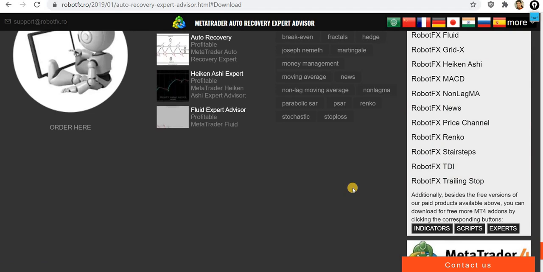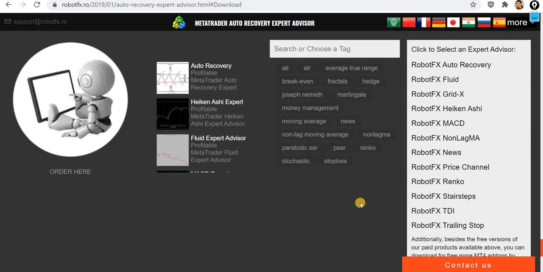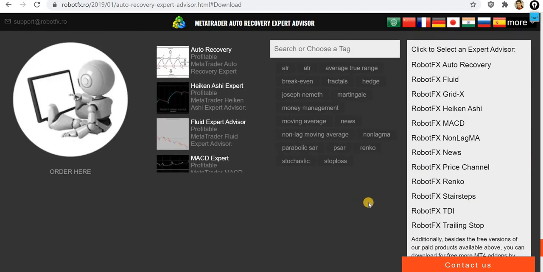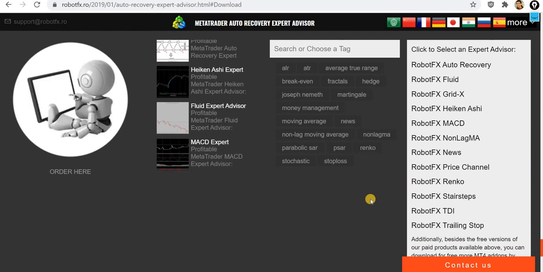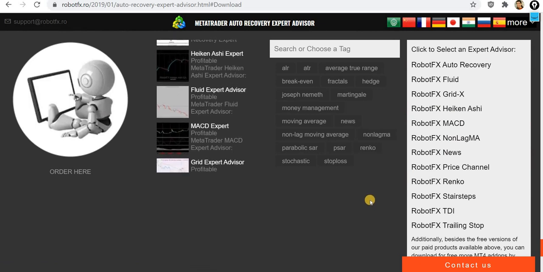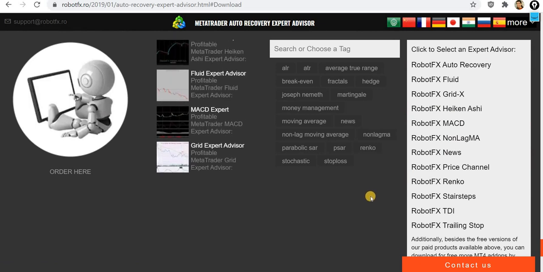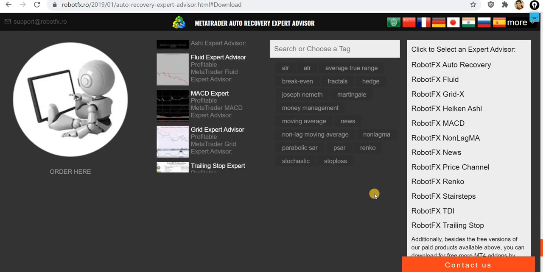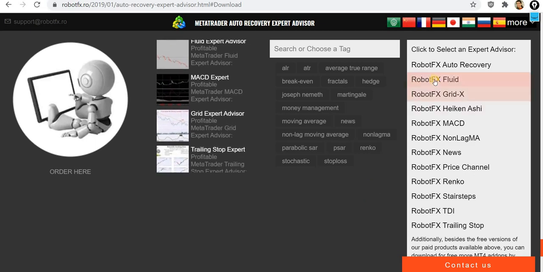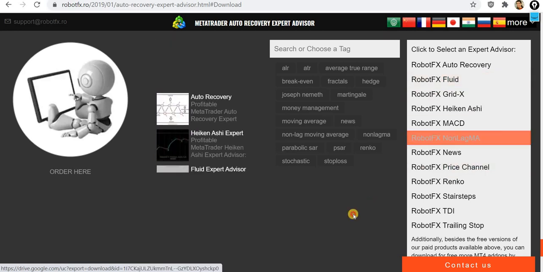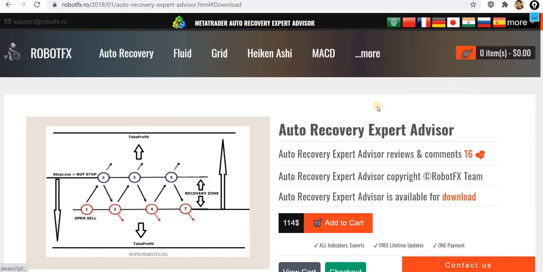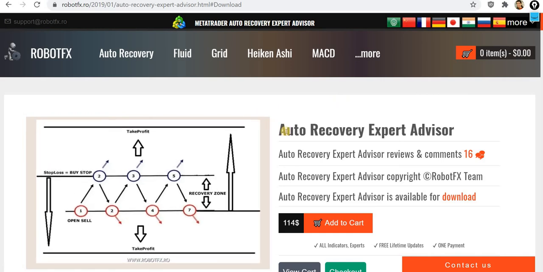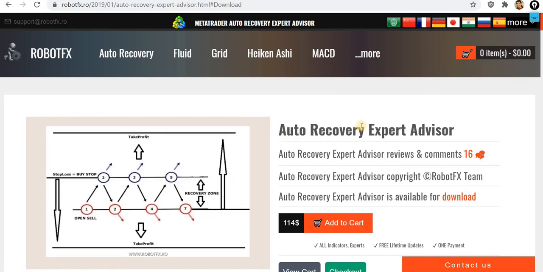And I should say that if you are looking for an all-in-one trading solution that has the auto recovery hedging strategy implemented within it, you should probably take a look at the Fluid Expert Advisor or the Non-Line Moving Average Expert Advisor. Both of them are trend trading expert advisors that can do what the auto recovery can do and more. They are all in one.